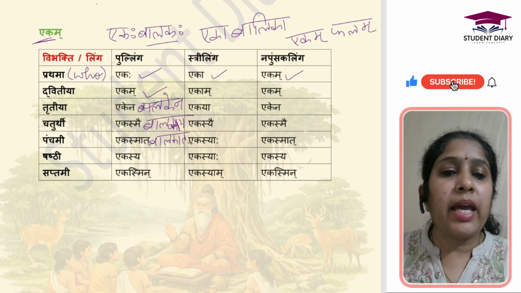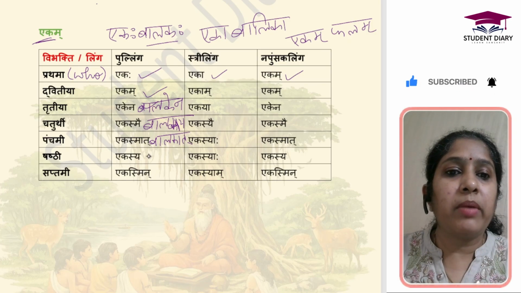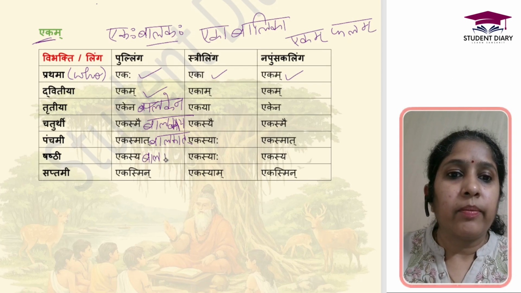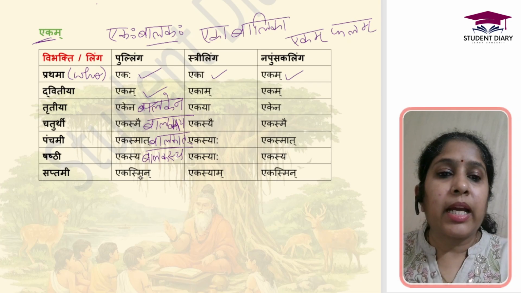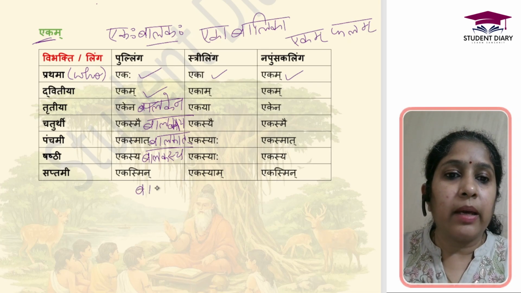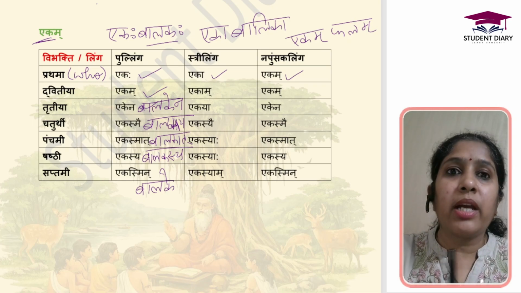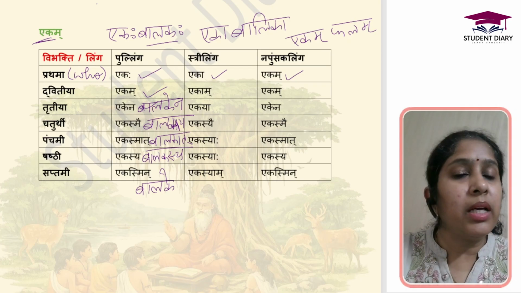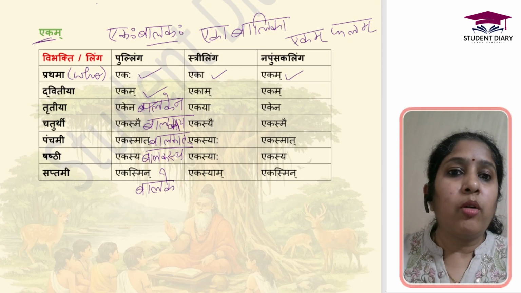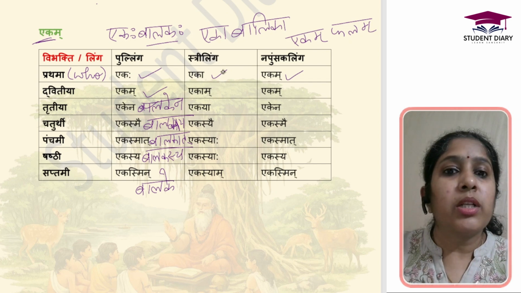Correct? If you want to say ekasya means of one. So if you want to say of one boy, it will be ekasya balakasya. Okay, if you want to say in one boy, it can be ekasmin balake. I hope everyone is understanding this concept, how we are using one differently in different vibhaktis based on the noun.